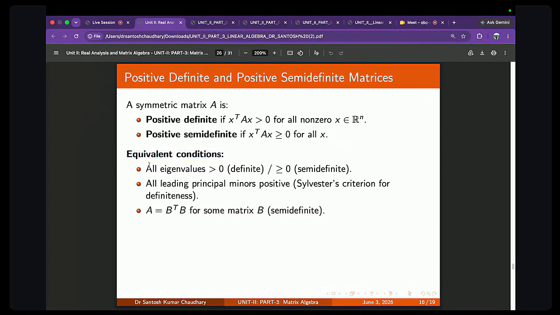So what are the equivalent conditions? A real symmetric matrix is said to be positive definite if and only if it has all positive eigenvalues. And a real symmetric matrix is said to be positive semi-definite if and only if it has all eigenvalues non-negative. All leading principal minors will be positive, like the 1 cross 1 principal minor you take, 2 cross 2, 3 cross 3, that will be positive in case of a positive definite matrix. And A can be written as B transpose B for some matrix B.